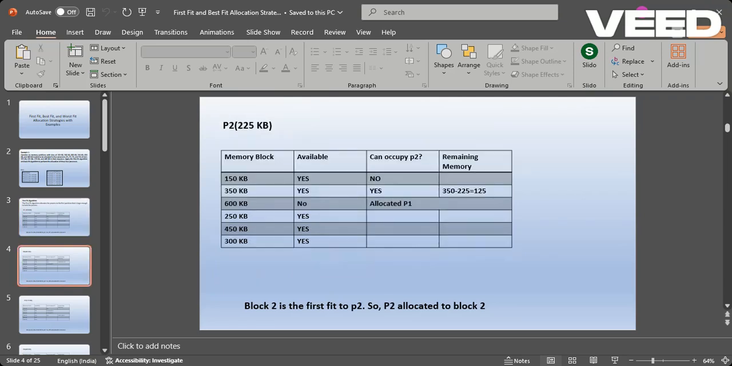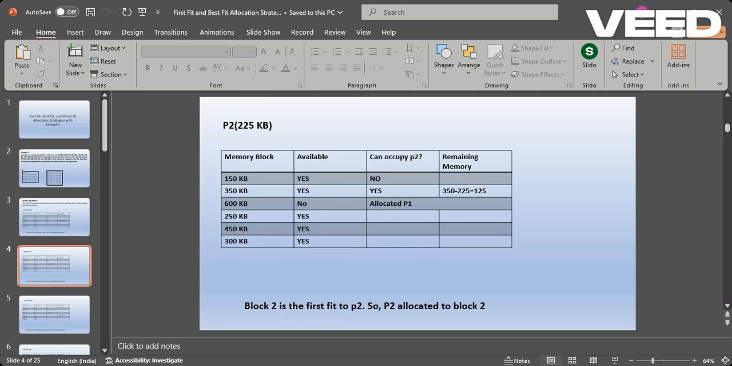Okay, P1 is allocated. The next is P2. We need to allocate it based on the first fit allocation strategy. Here 150 KB is available, so it will be checked from the starting onwards. Okay, 150 KB: is it enough to store P2? The size is less than 225 KB, so that block remains free. The next space is 350 KB, so it will check with the P2 process size. It is enough to store the process P2. So here we need to allocate it, and it can occupy P2.